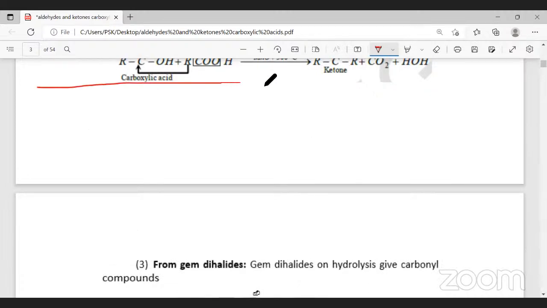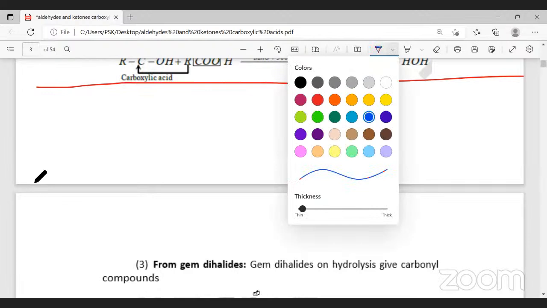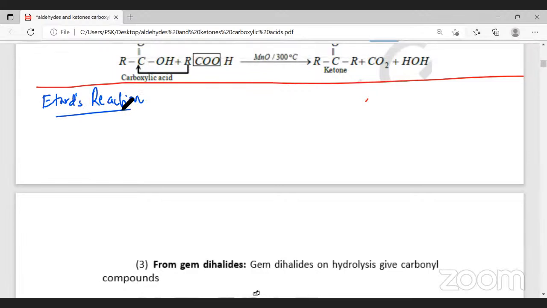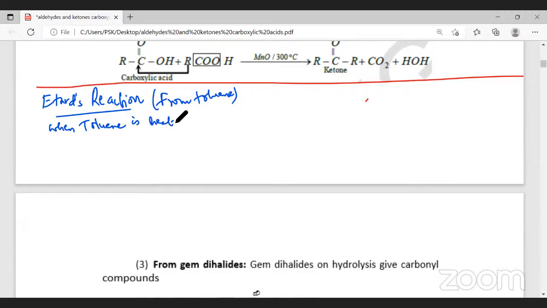All right. So the next method of preparation is called Etard's reaction or Tard's reaction. This is a regularly asked question. In your boards, they regularly ask this reaction. They can ask you what is Etard's reaction, or what is the oxidizing agent in Etard's reaction. So this is from toluene. Now, when toluene is heated with chromyl chloride, what is the molecular formula of chromyl chloride? They will ask. The molecular formula of chromyl chloride is CrO2Cl2 in carbon tetrachloride.